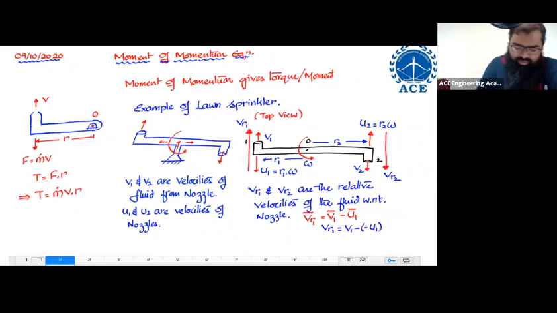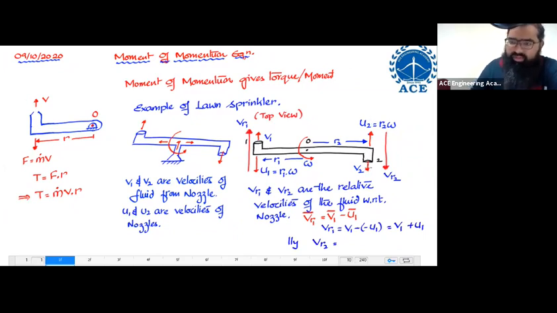What will it eventually become? The value of VR1 eventually becomes equal to V1 plus U1. Similarly, now you try. What should the value of VR2 be equal to? Again, it should be equal to V2 vector minus U2 vector.